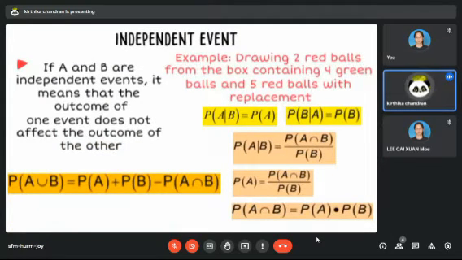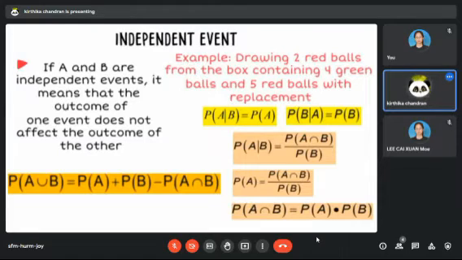Alright. Last but not least, moving on to the last section, which is the independent event, where it means that the outcome of one event does not affect the outcome of the other event. Looking at the formula, probability of A given B equals probability of A, whereas the probability of B given A equals the probability of B. So in order to find out the probability of A given B, the formula will equal probability of A intersect B divided by the probability of B, where B is the condition. So we can substitute probability of A given B equals probability of A.